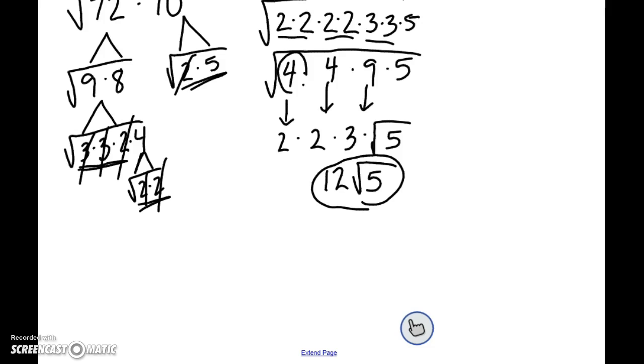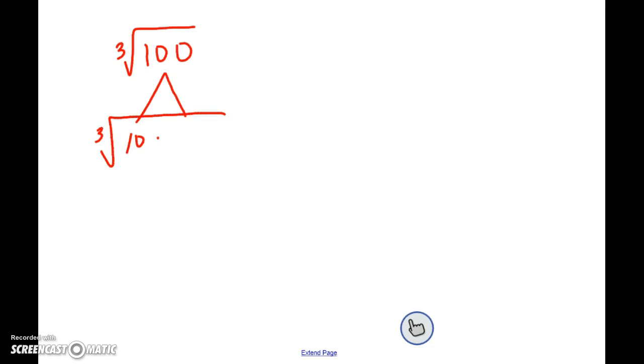Okay? So let's say I want to find, this could be kind of ugly, but let's say I want to find the cube root of 100. Don't be tricked into believing that the cube root of 100 is 10 just because you know that the square root of 100 is 10. So I'm going to break it down into some prime factorization. Okay, cube root of 10 times 10.